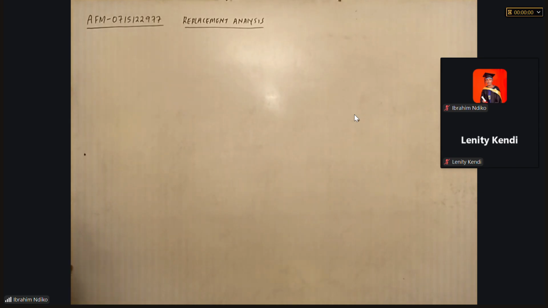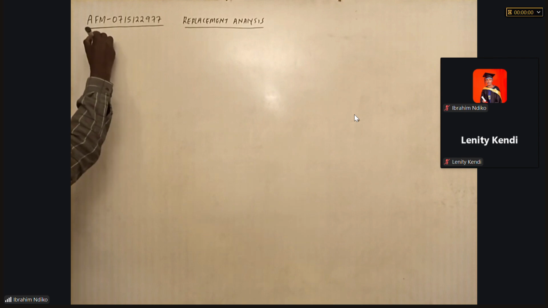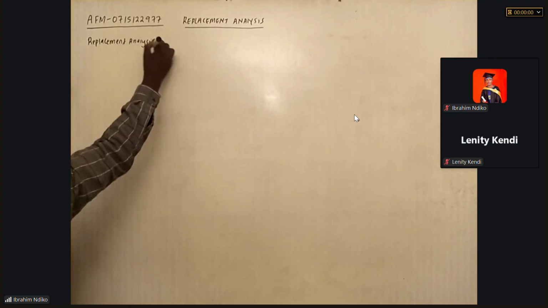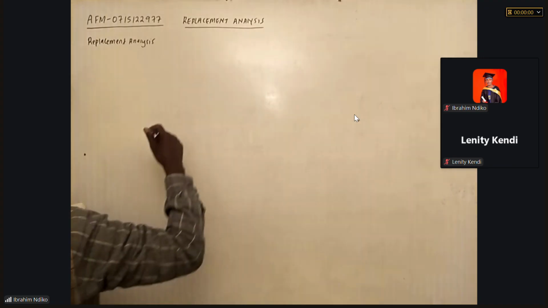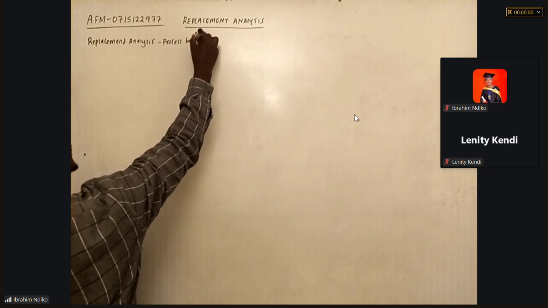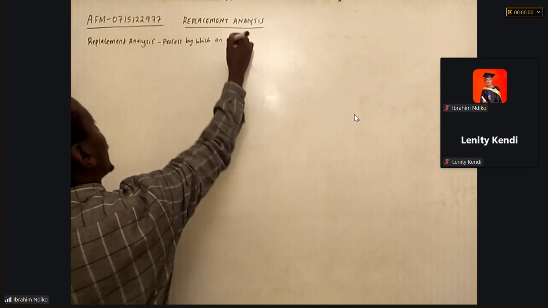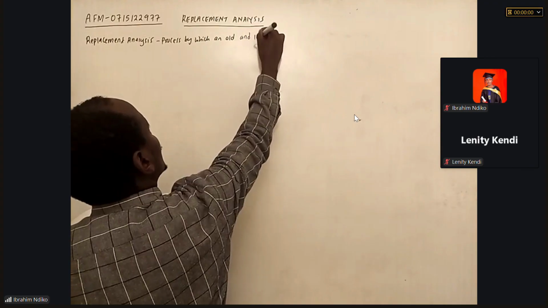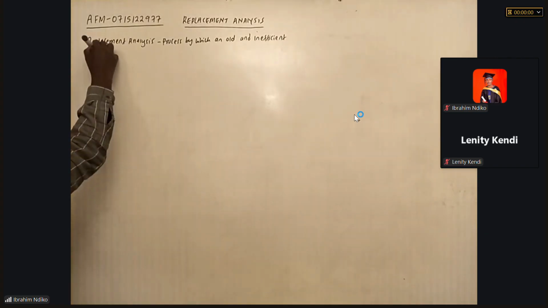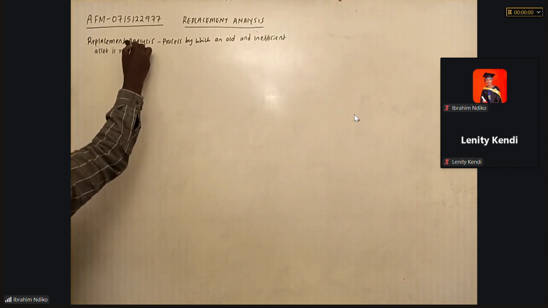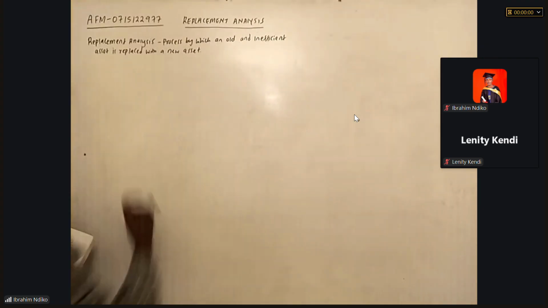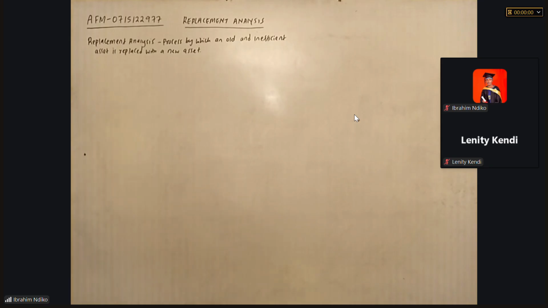So we can say replacement analysis. Replacement analysis is the process by which an old and inefficient asset is replaced with a new asset or machine.